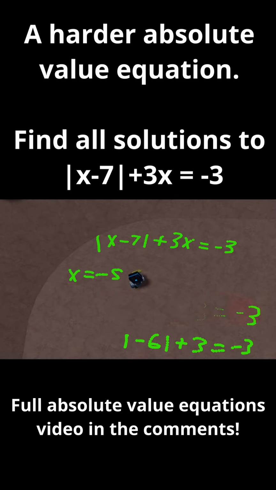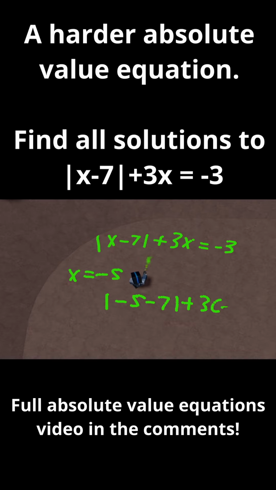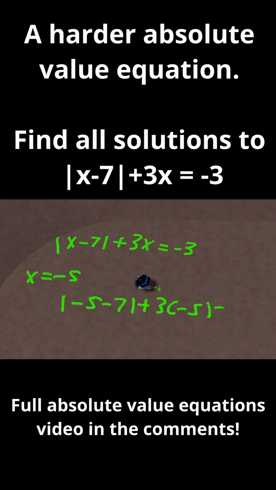Let's check if this is a valid solution to our equation. So let's set this up. I'll have the absolute value of minus 5 minus 7 plus 3 times minus 5. And we want to verify that this is equal to negative 3. Minus 5 minus 7 is minus 12 in absolute value. And then 3 times negative 5 is negative 15. And this thing's supposed to be equal to negative 3. Minus 12 in absolute value just becomes positive 12. And then 12 minus 15 is just negative 3. So notice we got negative 3 equals negative 3. That makes sense. That's a true statement. Therefore, x equals minus 5 is a true answer.